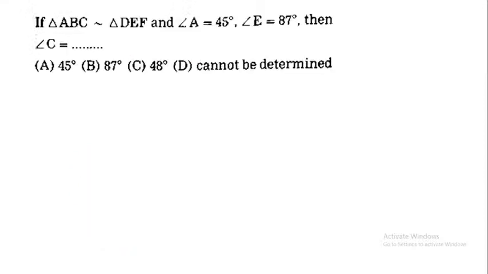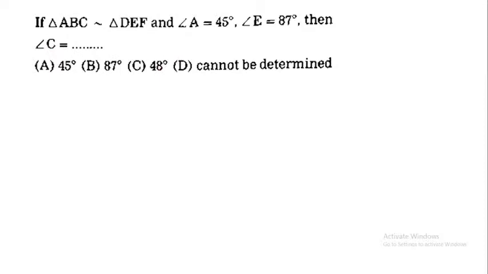Okay, let's have the next question. Here again two triangles are given to be similar. Triangle ABC is similar to triangle DEF. Measure of angle A is 45 degree, measure of angle E is 87 degree. Then what should be the measure of angle C? Options are 45 degree, 87 degree, 48 degree, or cannot be determined.